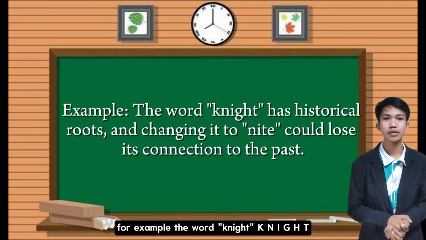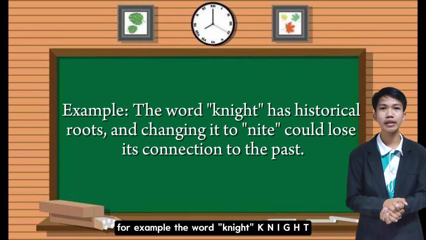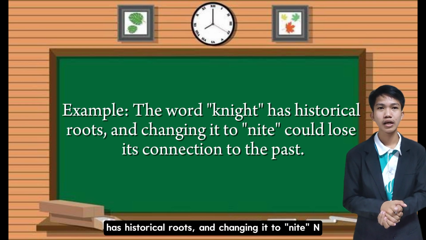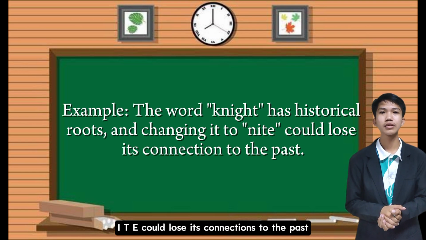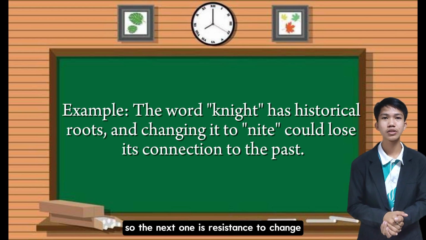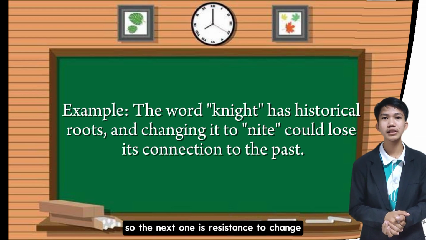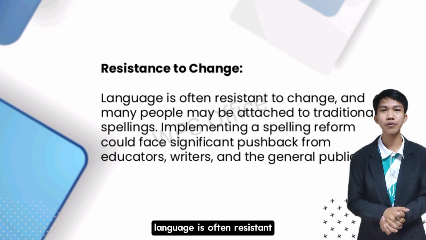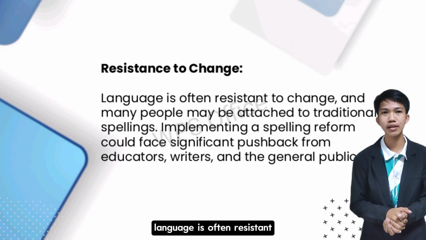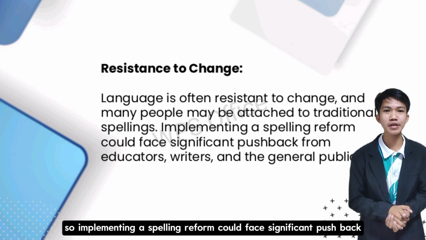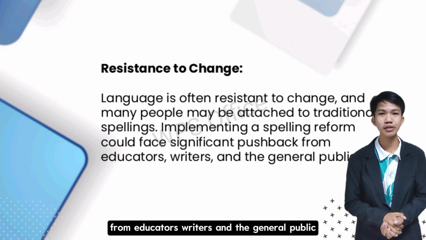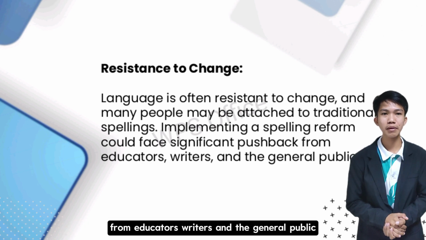For example, the word night, K-N-I-G-H-T, has historical roots, and changing it to nite, N-I-T-E, would lose its connections to the past. So the next one is resistance to change. Language is often resistant to change, and many people may be attached to the traditional spellings. So implementing a spelling reform could face significant pushback from educators, writers, and the general public.